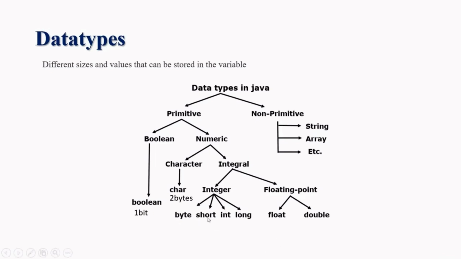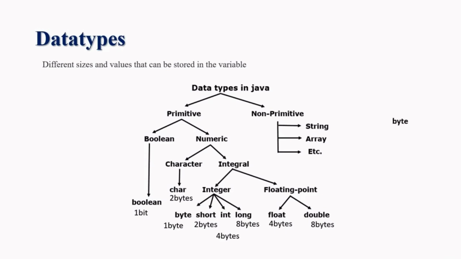Integer has byte, short, int, and long data types. Here, byte has 1 byte of memory and short has 2 bytes of memory. Int has 4 bytes of memory and long has 8 bytes of memory. Floating point accepts only decimal values. It contains float and double data types. Float has 4 bytes of memory and double has 8 bytes of memory.